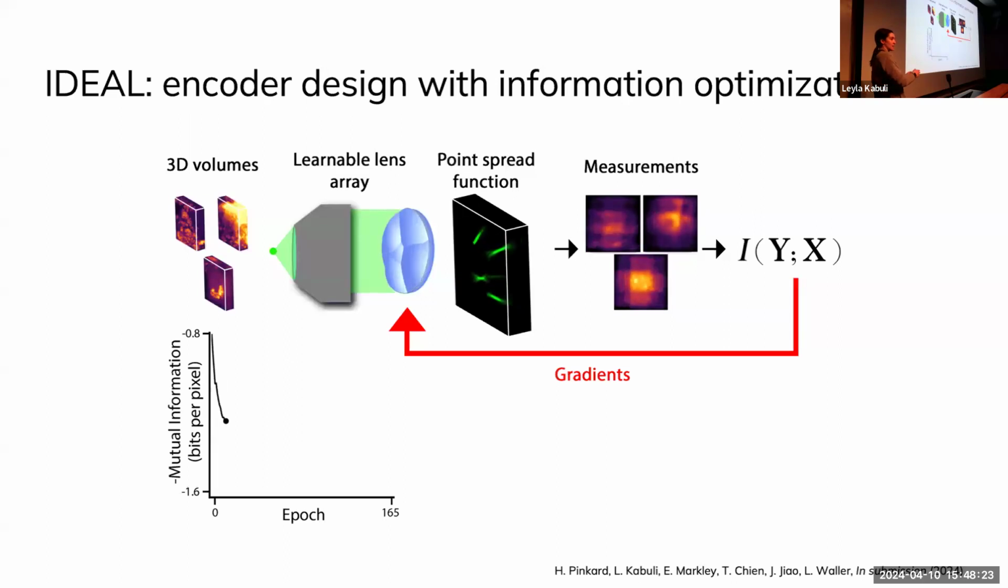So rather than end-to-end, where you design your hardware and your decoder jointly, which requires a ton of computation because you have to go through the entire pipeline, we can just design the encoder and see, is it informationally optimal? And take gradient steps in order to maximize information. This is our visualization of our initialization, and then it converges down to just 4 or 5 lenslets as its optimal design using information optimization.